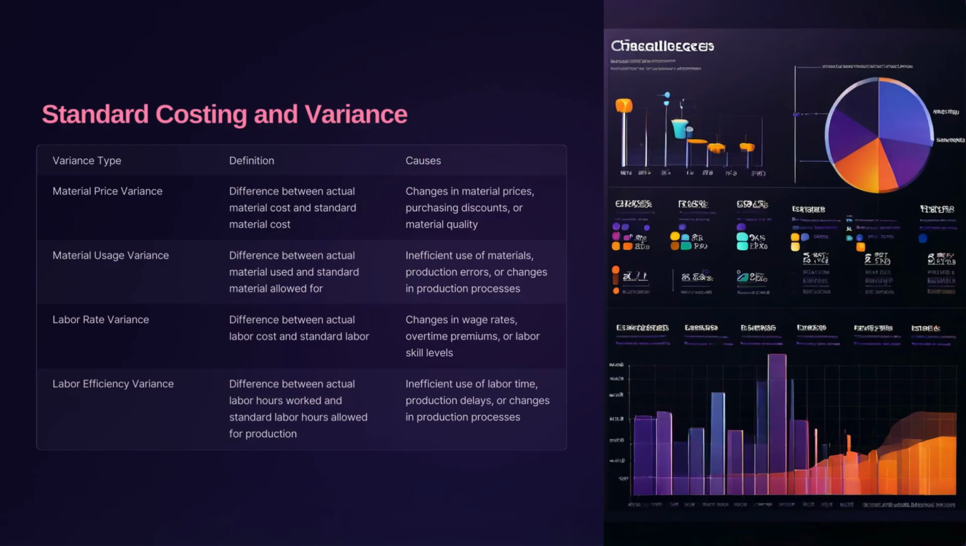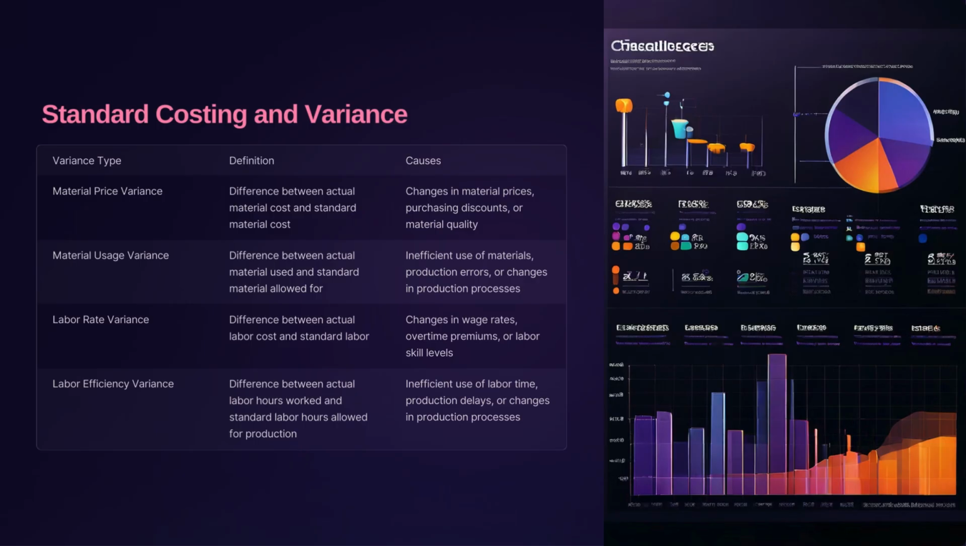Standard costing and variance analysis. Variance type. Definition. Causes. Material price variance. Difference between actual material cost and standard material cost. Changes in material prices, purchasing discounts, or material quality. Material usage variance. Difference between actual material used and standard material allowed for production. Inefficient use of materials, production errors, or changes in production processes.